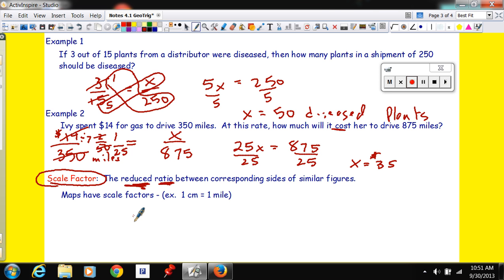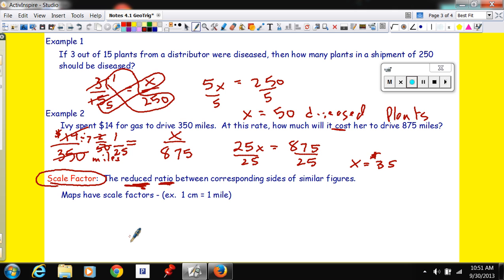I would still use my scale factor. Maps have scale factors. Like 1 centimeter on a map might be 1 mile in real life. It's always going to be reduced. Maybe it's 1 centimeter equals 50 feet or something on a blueprint, or 1 centimeter equals 10 feet. They're going to always have a reduced ratio on a map that's got a scale factor.